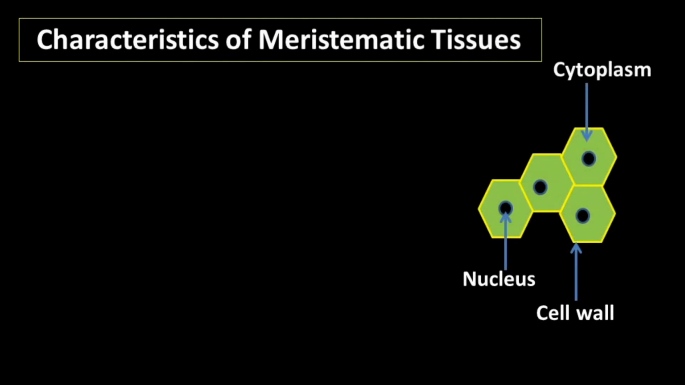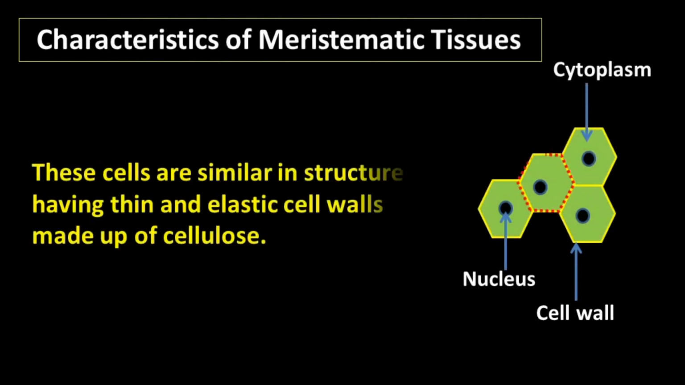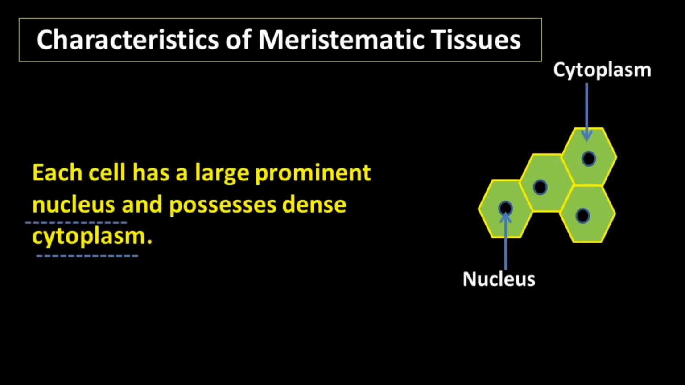Characteristics of meristematic tissue. These cells are similar in structure, having thin and elastic cell wall made up from cellulose. Meristematic tissues कैसे होते हैं? Similar to each other. They have a thin and elastic cell wall and this cell wall is made up from cellulose. अब ये जो टिश्यूज होते हैं, they have large prominent nucleus and they possess dense cytoplasm. न्यूक्लियस होता है with dense cytoplasm.